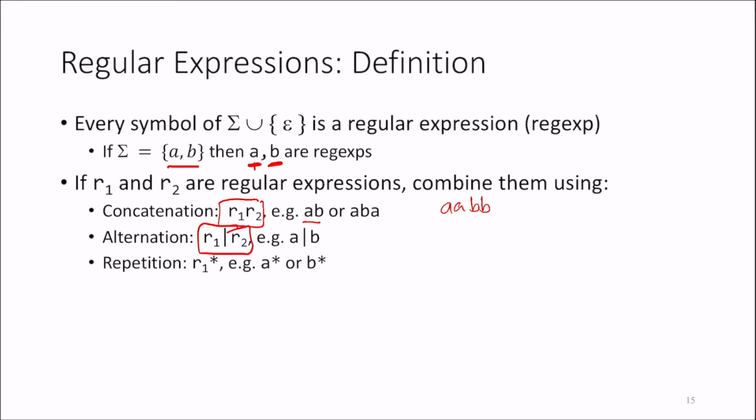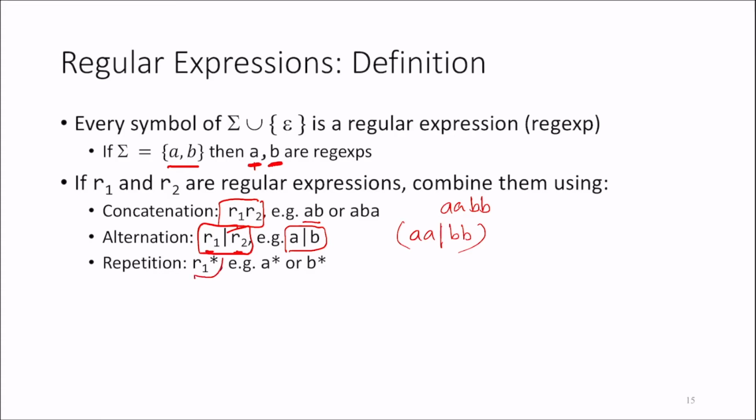Another thing you can do is alternation, which is the OR, so it corresponds to union. R1 | R2 means you can have either any string in R1 or any string in R2. So for example, if I have A | B here, that means I can recognize either an A or a B. Again, I can have more complex ones like (AA | BB). Now this implies that I can have 2 A's or 2 B's and nothing else.